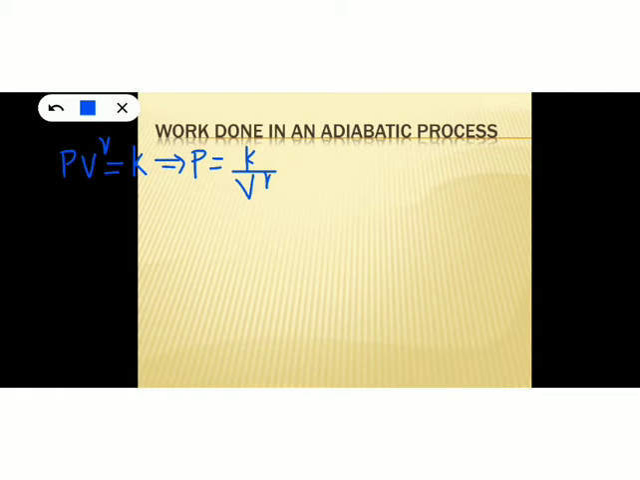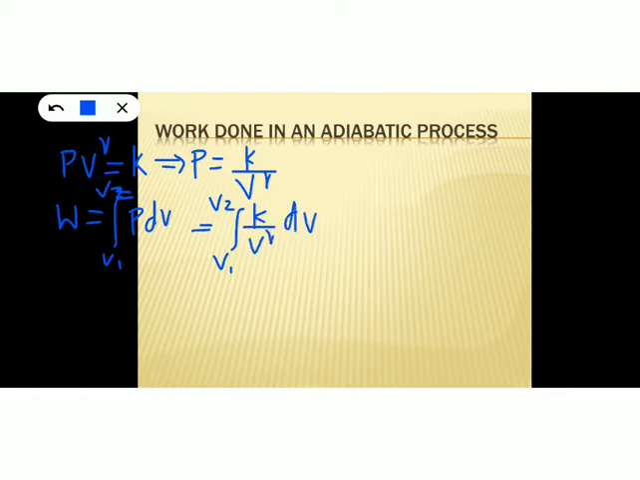Okay. Now, similarly, we can write the same way. Work done in thermodynamics is integral P dV between the limits V1 to V2. We had already explained this in the isothermal process. And instead of P, write K by V raised to gamma. So here we can write integral V1 to V2 K by V raised to gamma into dV equal to K into integral V1 to V2 1 by V raised to gamma into dV.